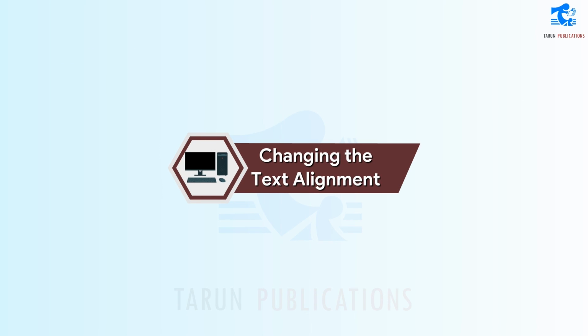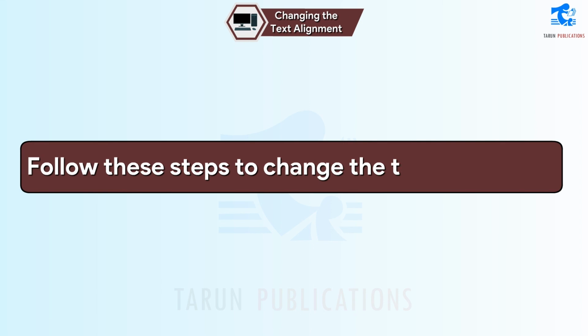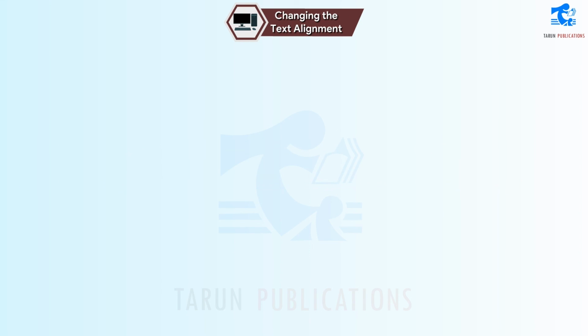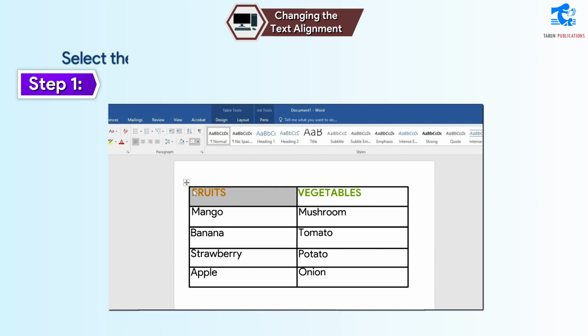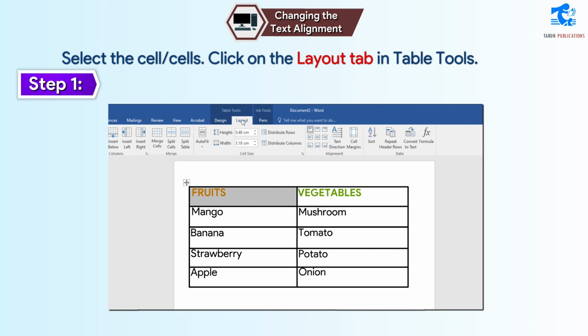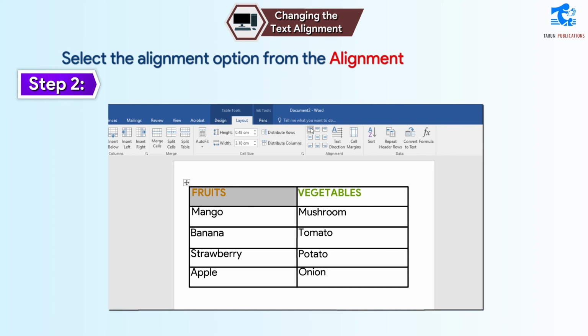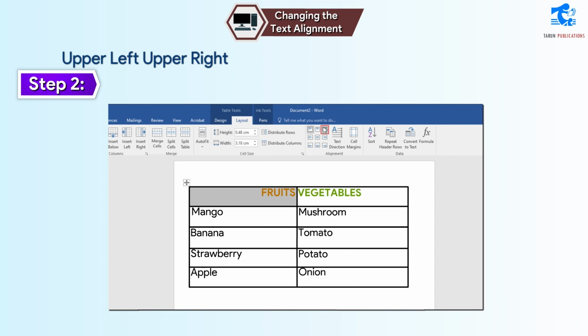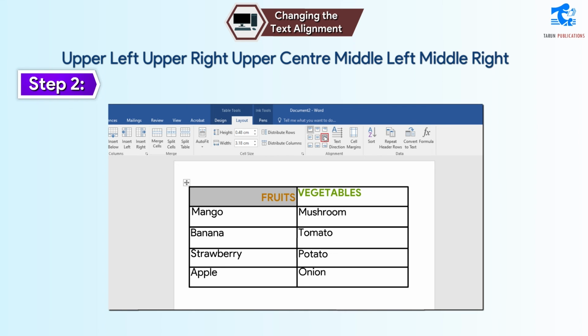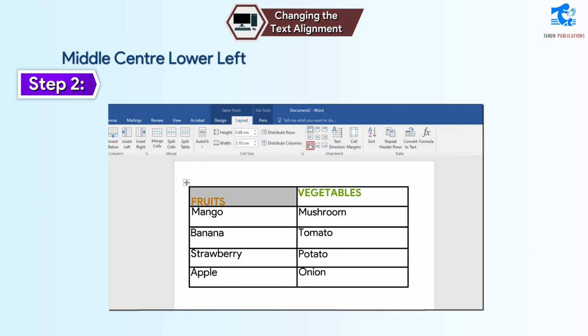Changing the text alignment. Follow these steps to change the text alignment. Step 1. Select the cells. Click on the Layout tab in Table Tools. Step 2. Select the Alignment option from the Alignment group. Select the type of alignment that you want. Upper left, upper right, upper center, middle left, middle right, middle center, lower left, lower right, lower center.